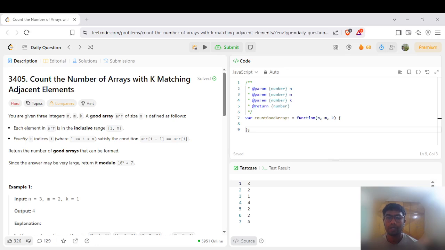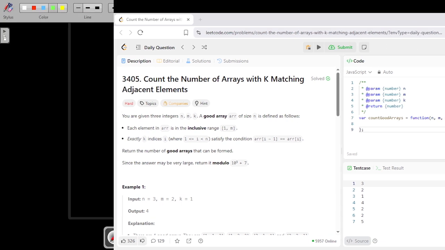Hello everyone. Let's look at today's Leetcode problem 3405. Count the number of arrays with k matching adjacent elements. Before starting this problem, let us look at a motivational quote for today.